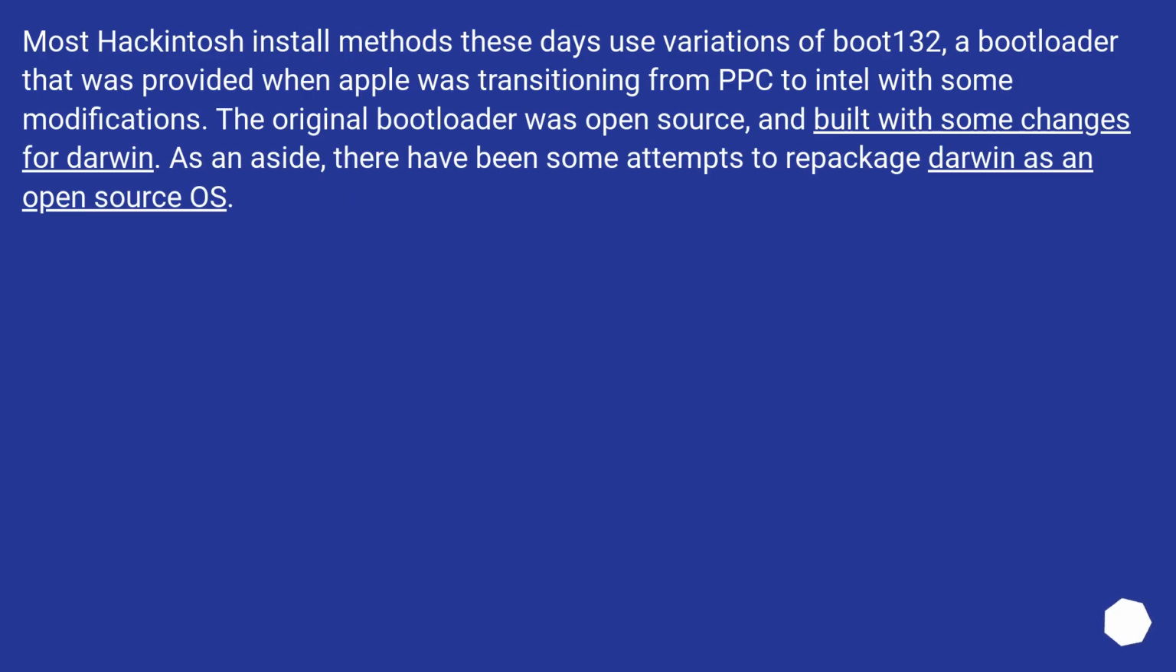Most Hackintosh install methods these days use variations of Boot 132, a bootloader that was provided when Apple was transitioning from PPC to Intel, with some modifications. The original bootloader was open source and built with some changes for Darwin. As an aside, there have been some attempts to repackage Darwin as an open source OS.